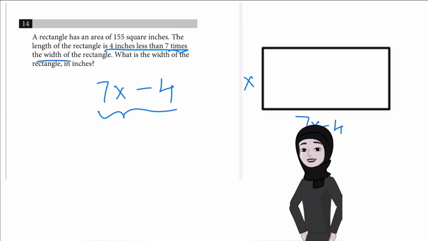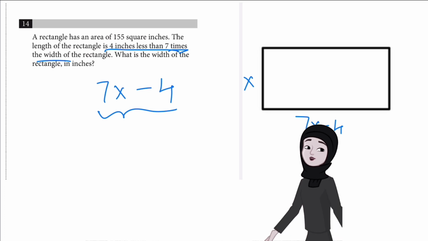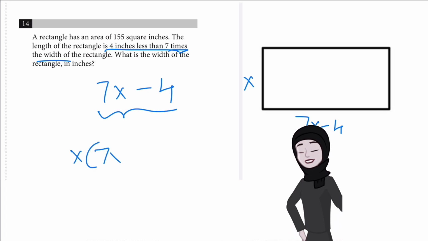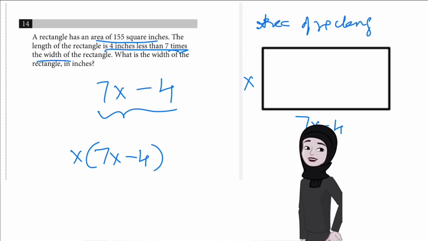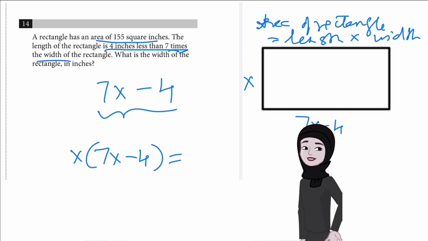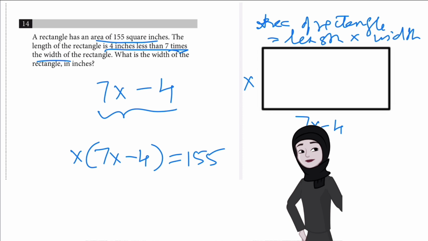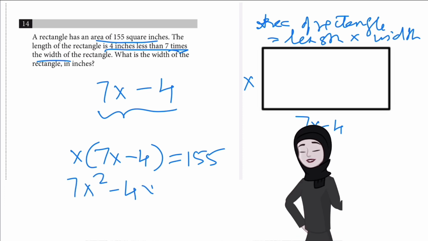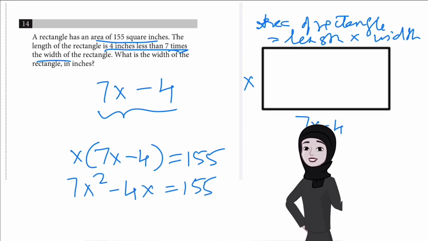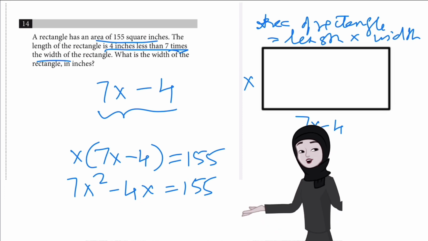So next, what is given? If we multiply the width x inches by the length 7x minus 4 inches, we will get x times 7x minus 4, because the area is given. Area of the rectangle is 155 square inches, and we know that area of a rectangle is length times width. So that means x times 7x minus 4 is equal to 155. That is the equation we will get. Next, we can expand this. So 7x squared minus 4x is equal to 155.